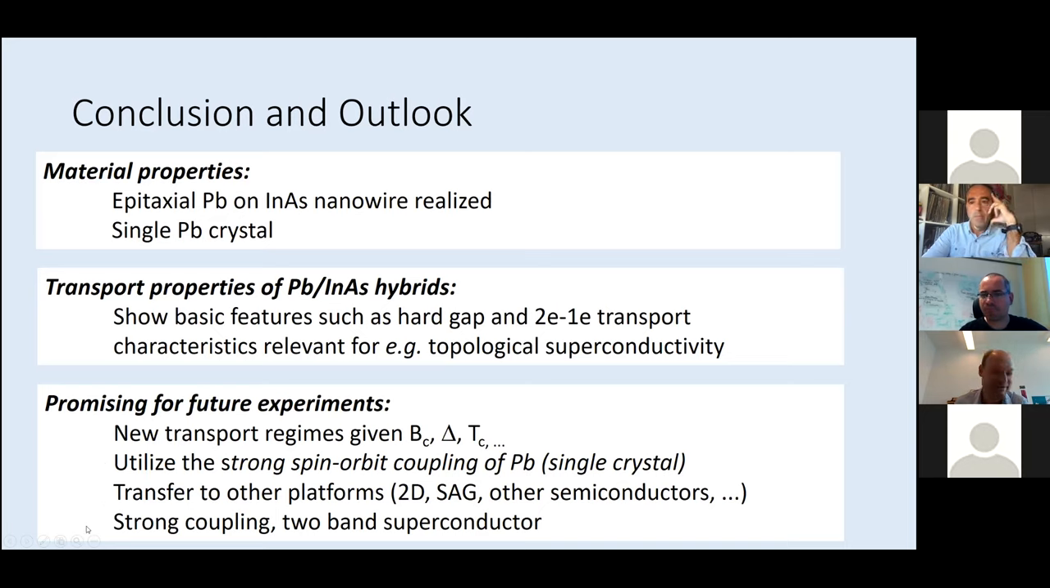And then I will mention in the end that lead is also a strong coupling superconductor. So the 2 delta over Tc is not the usual BCS factor of 3.5. I don't know if anyone has an experiment where that could be interesting. And also it's a 2 band superconductor, so if anyone has ideas for that, that would be very nice. So thank you very much.